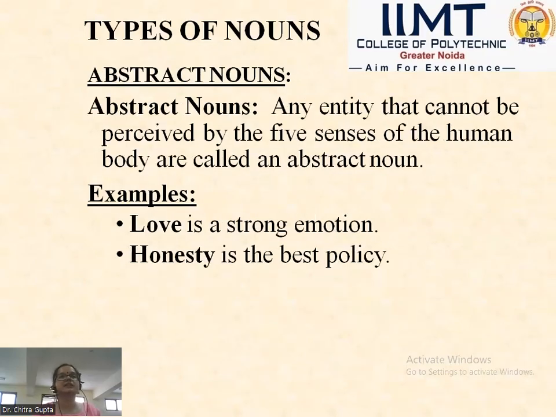Abstract nouns. Any entity that cannot be perceived by the five senses of the human body is called an abstract noun. For example, love is a strong emotion. It's an emotion, but it cannot be sensed. It cannot be seen by your sense organ. Now, take another example. Honesty is the best policy. Of course, honesty is an abstract noun. It cannot be sensed by the five sense organs. An honest person can be sensed by the five sense organs, but honesty cannot be sensed.